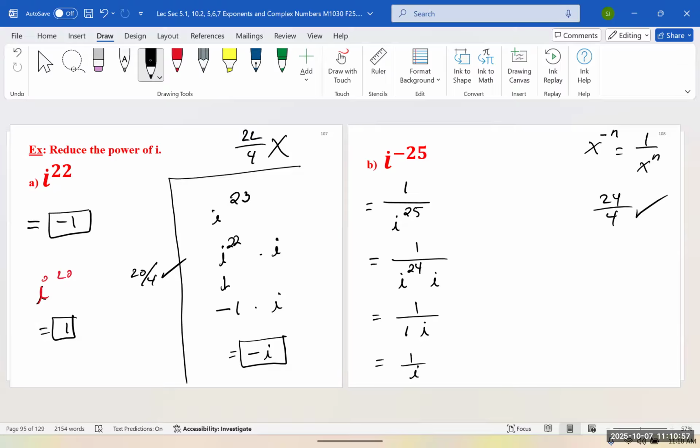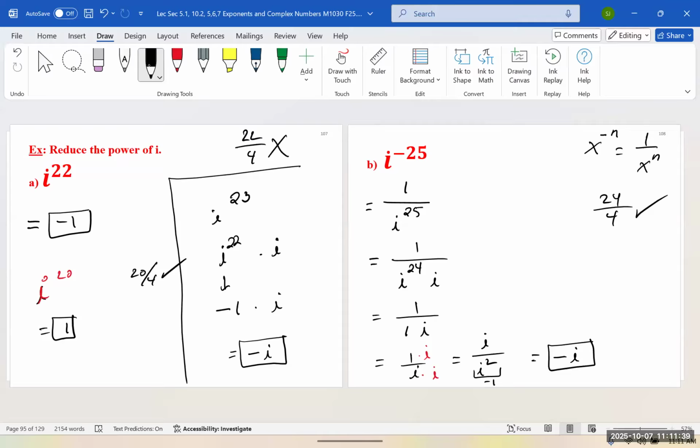You always have to rationalize. So how do you rationalize? We multiply by I, numerator and denominator. So we get I over I squared. But I squared is negative 1. So you get negative I. You cannot have a negative power. You cannot have any I on the denominator. Anytime you have I with any power more than 1, or I is on the denominator, you have to reduce.